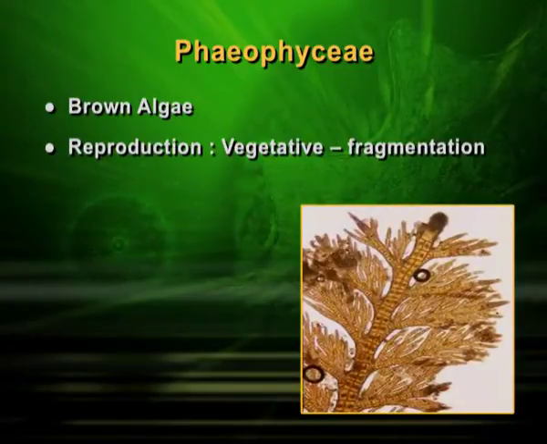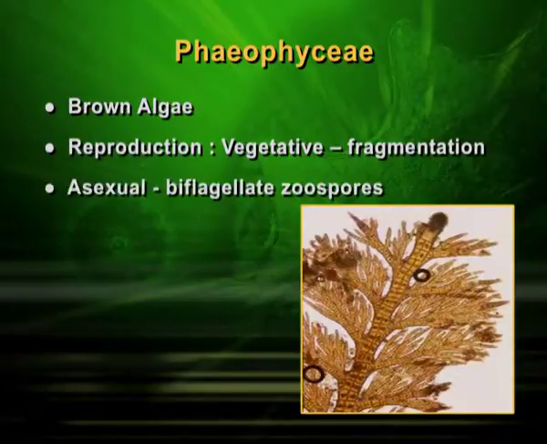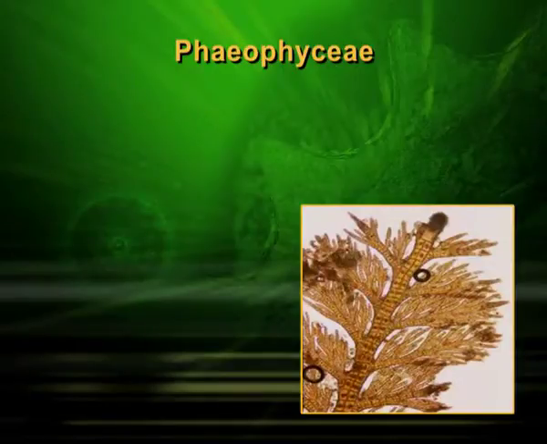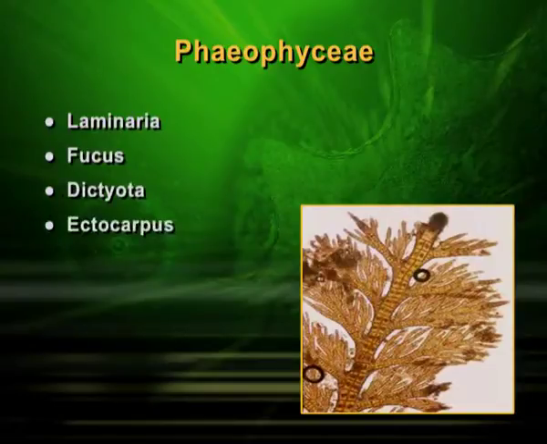As far as reproduction in Phaeophyceae is concerned, it can be vegetative by fragmentation. It may be asexual by production of zoospores which are now biflagellate in this particular case and also motile. Sexual reproduction will be either isogamous or anisogamous or oogamous in the different species concerned. Good examples of Phaeophyceae are Laminaria, Fucus, Dictyota, Ectocarpus and Sargassum.